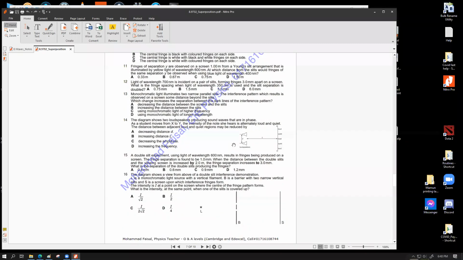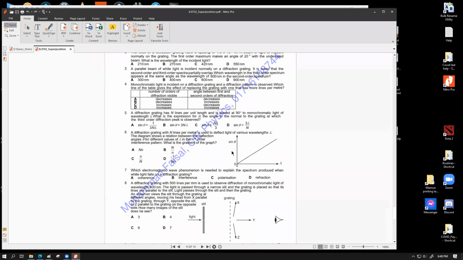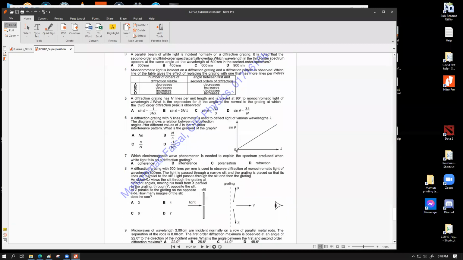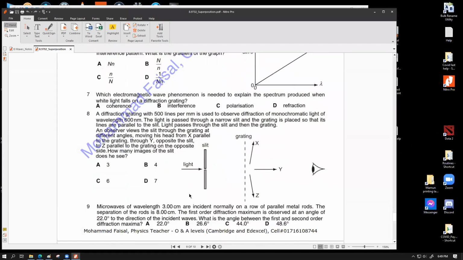This is double slit experiment, exclusive. This is a diffraction grating. Okay. Take a look at question number 8. A diffraction grating with 500 lines per millimeter is used to observe the diffraction of monochromatic light of wavelength 600 nanometer. Okay, good. The light is passed through a narrow slit, and the grating is placed so that its lines are parallel to the slit. Light passes through the slit and then the grating.